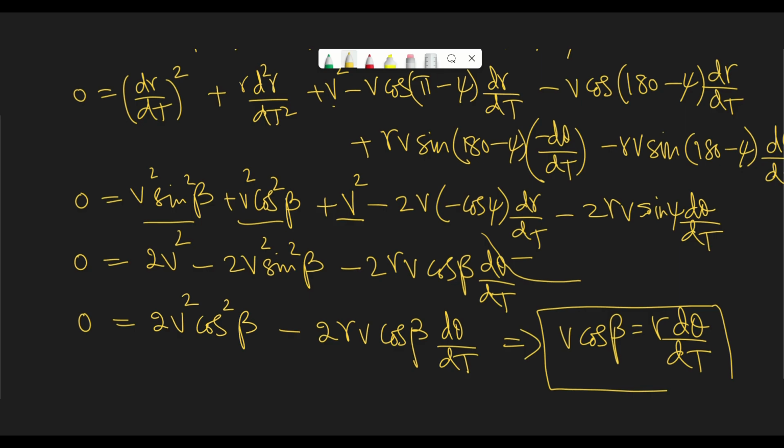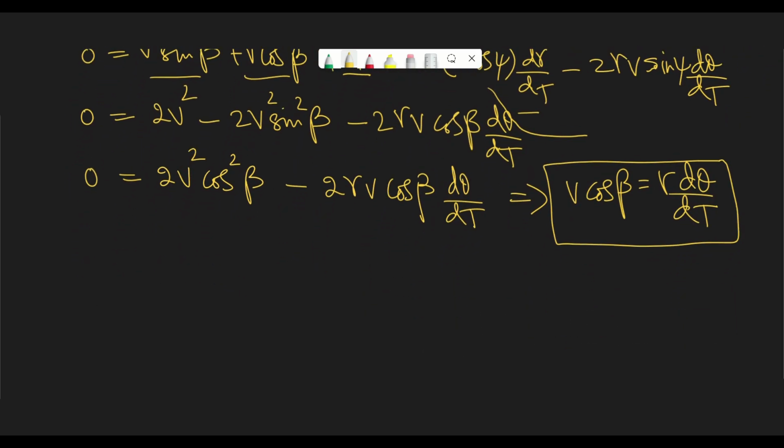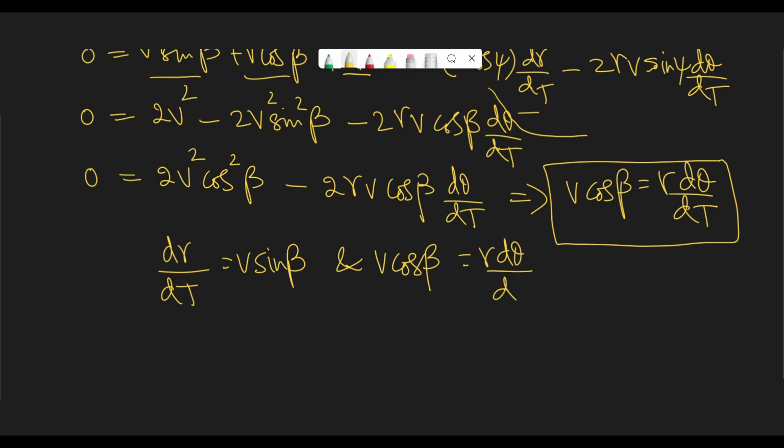Okay, so with the third combination of Al-Kashi's theorem, we have got the same answers. So dR over dt is equal to V sin beta and V cos beta is equal to R d theta over dt.